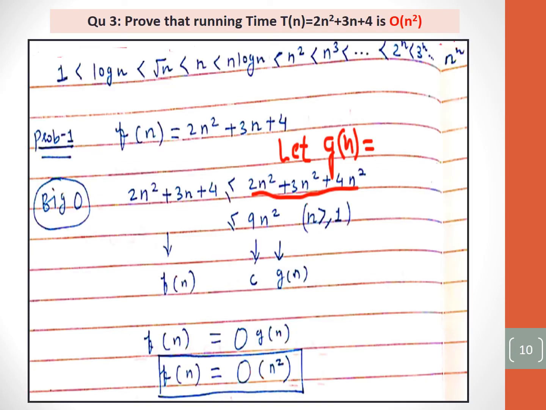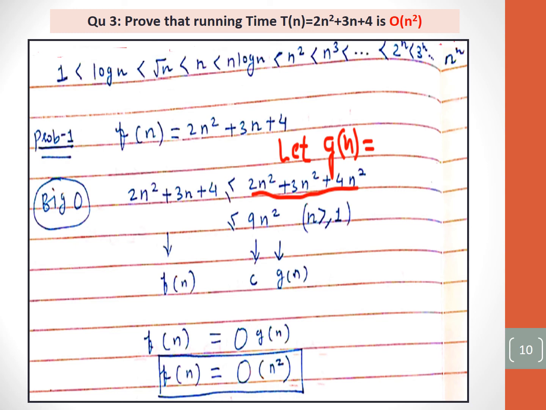Now one more problem: prove that the running time T(n) = 2n² + 3n + 4 is O(n²). Again, write your complexity scale and then try to solve the problem. f(n) is given, that is 2n² + 3n + 4.